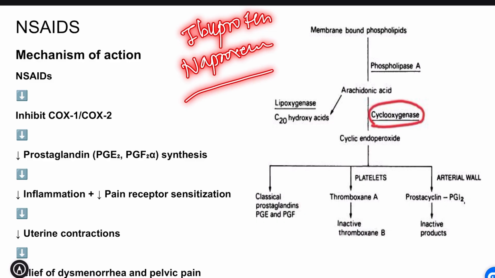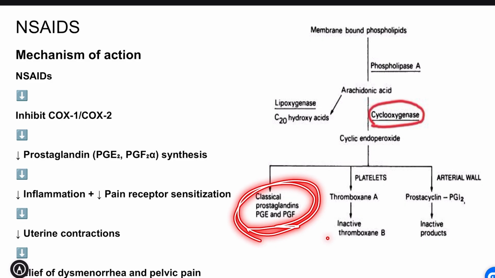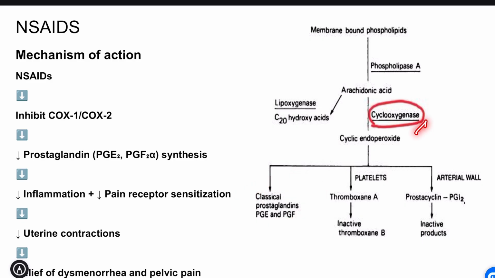Here in this picture we can see the synthesis of prostaglandins. Prostaglandins are synthesized with the help of the enzyme called cyclooxygenase. NSAIDs inhibit that enzyme, COX-1 and COX-2. Therefore, there is decreased prostaglandin synthesis. So there is decreased pain receptor sensitization and decreased uterine contraction. So the patient gets relieved from dysmenorrhea and pelvic pain.